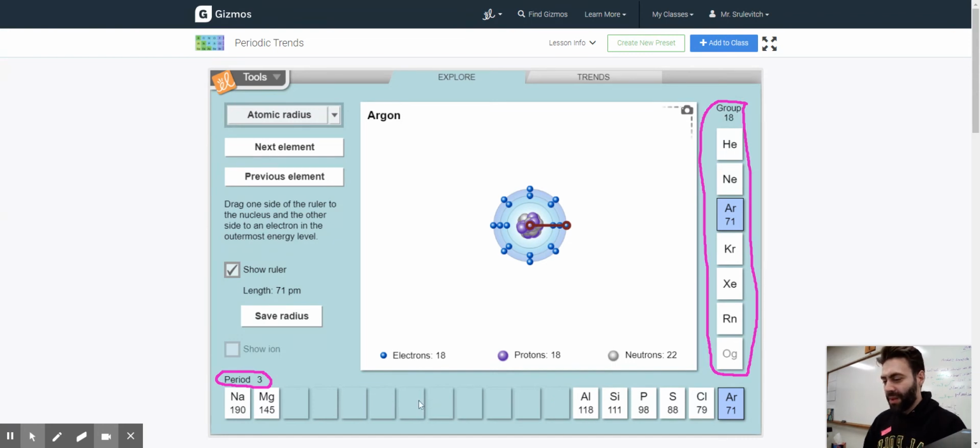What about the number of protons? This table asks you for number of protons. You can also click on the element and it shows you the number of protons.